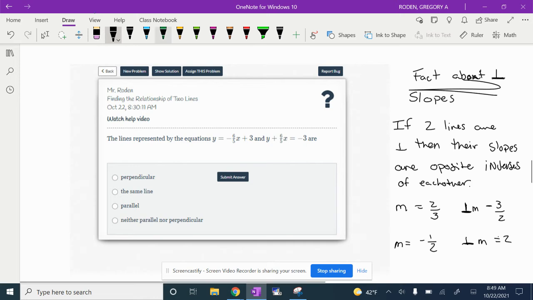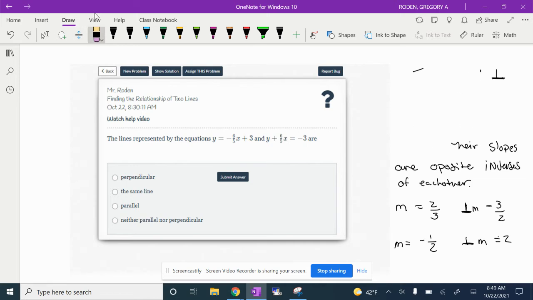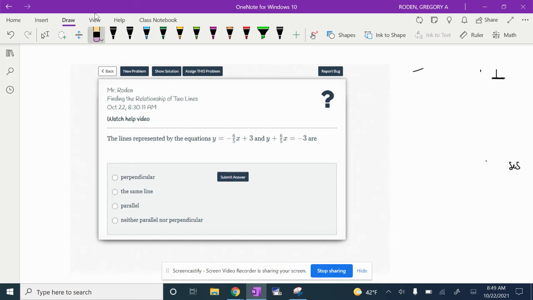So let me erase all this stuff here, and let's use that fact to look at this problem right here. These are all examples from your Delta Math, so this would be good practice. The lines represented by these two equations. Okay, so this one has a slope of -6/5.